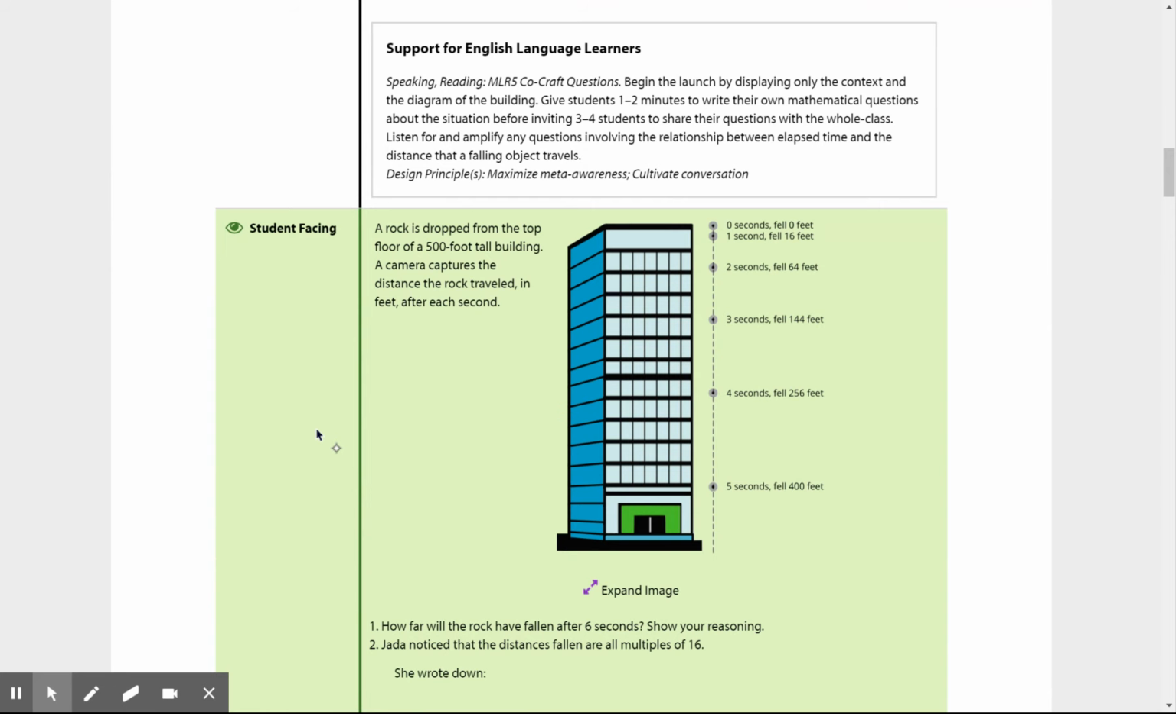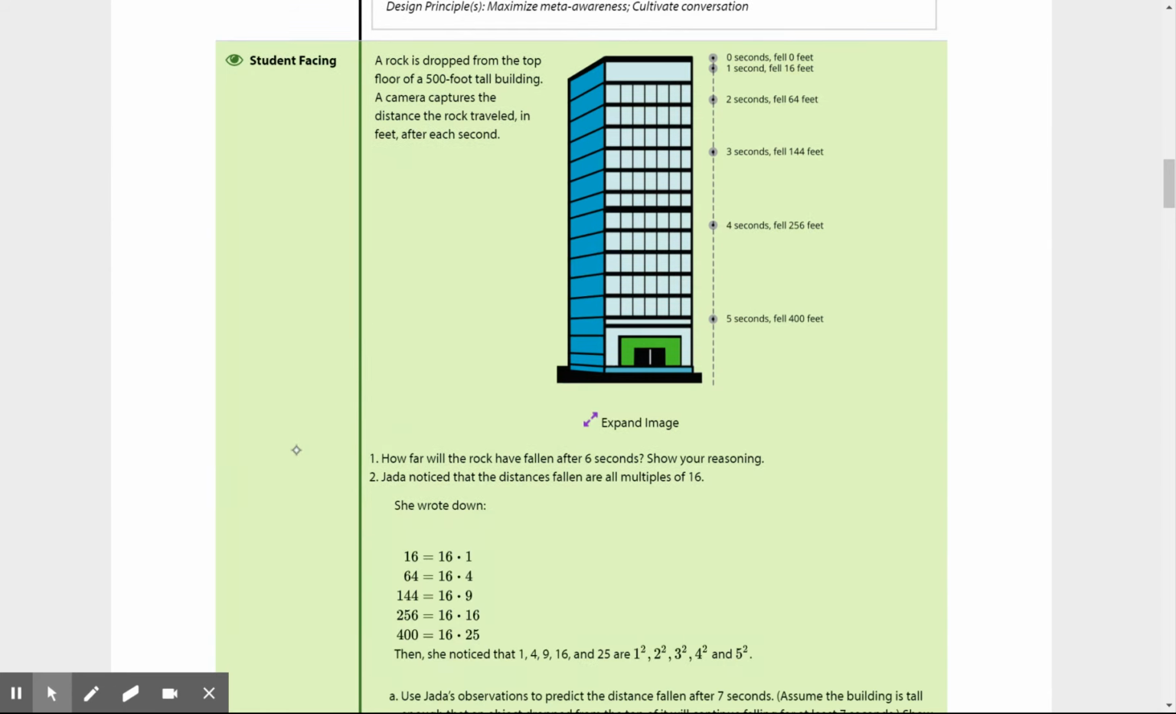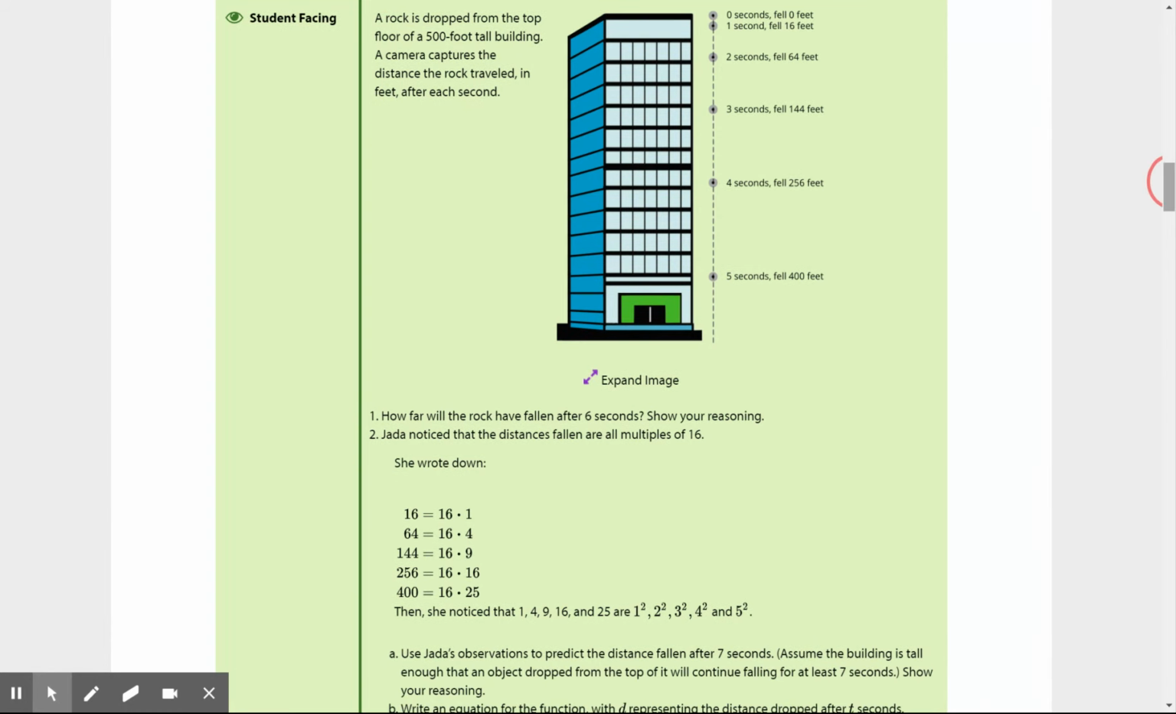So next we had this one. A rock is dropped from the top floor of a 500-foot tall building. So they give us the building, and then on the right of the building, we see it says 0 seconds, it fell 0 feet. That makes sense. We haven't even really dropped it yet, so it shouldn't have fallen. At 1 second, it's already fallen 16 feet. At 2 seconds, it's fallen 64 feet.